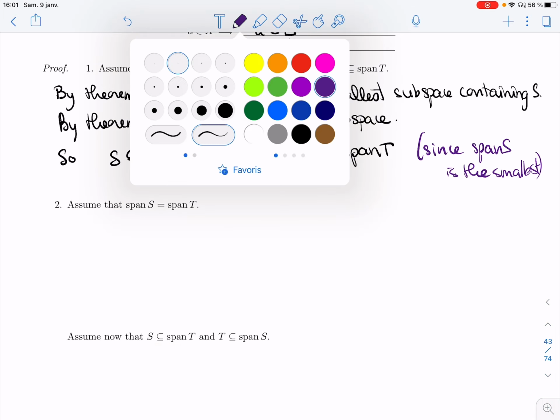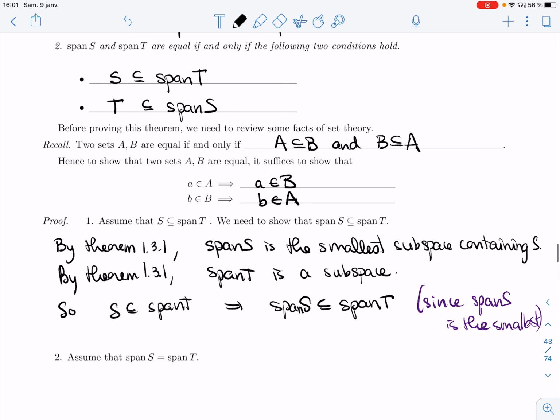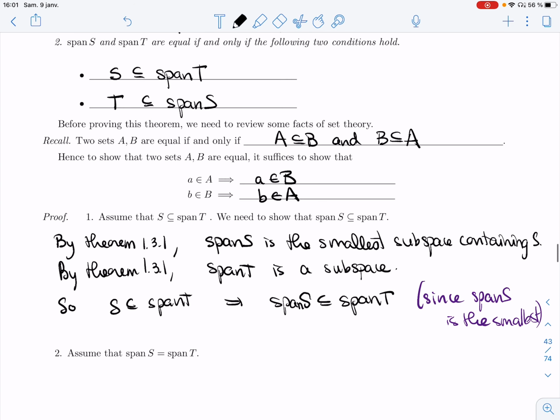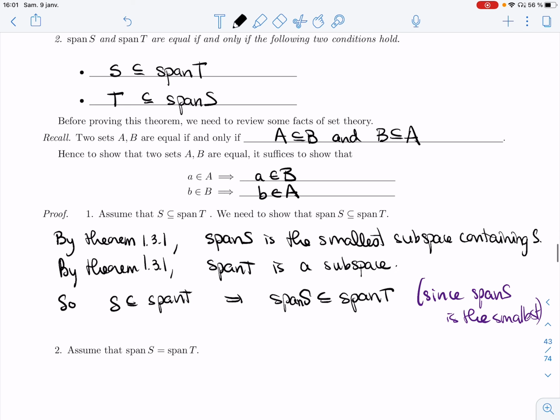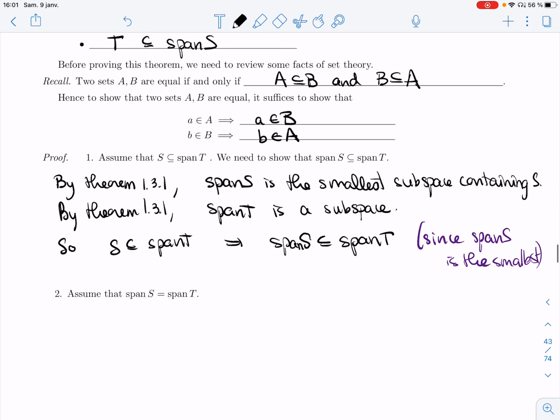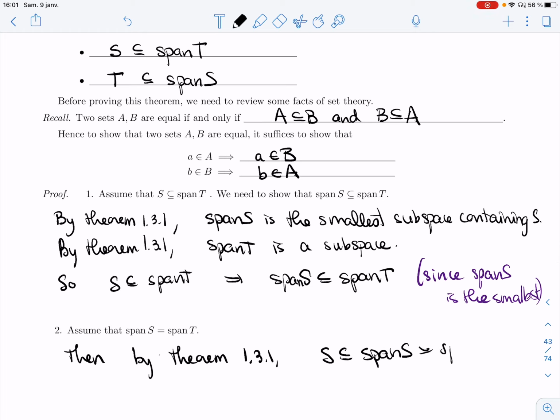All right, so let's start. Assume that span of S is equal to span of T. So that's box one. I want to prove that S is inside span of T. By the theorem that we proved, Theorem 1.3.1, S is inside span of S, which is equal to span of T. And so S is inside span of T.